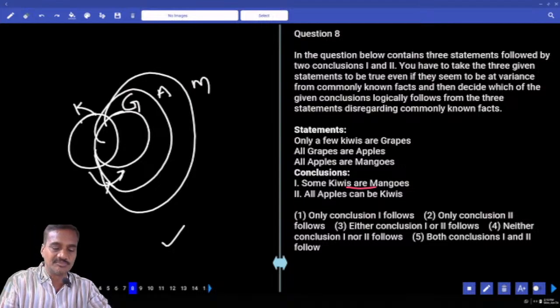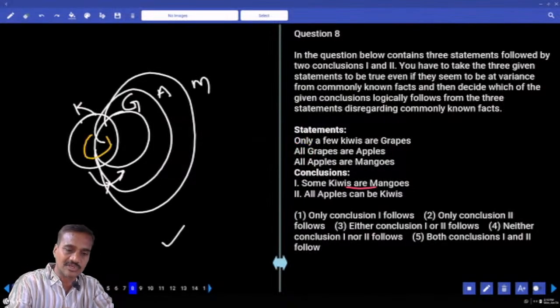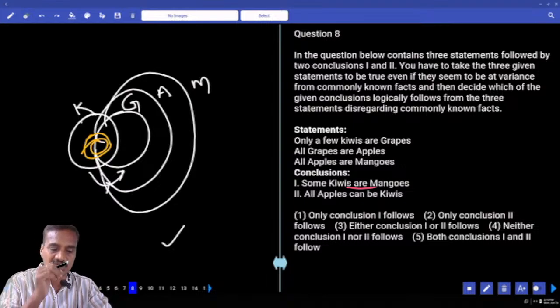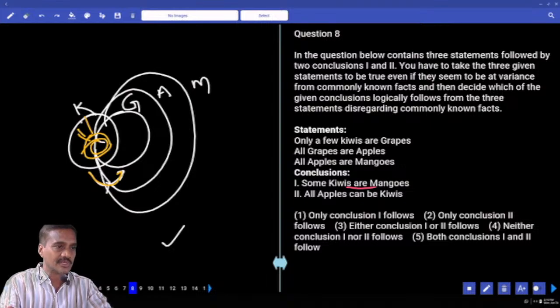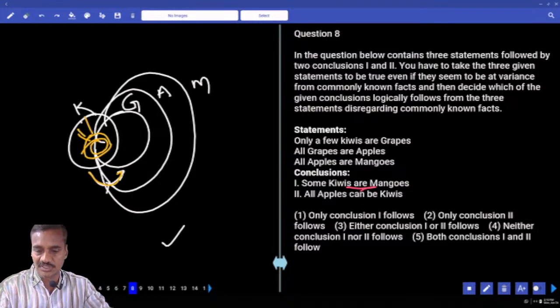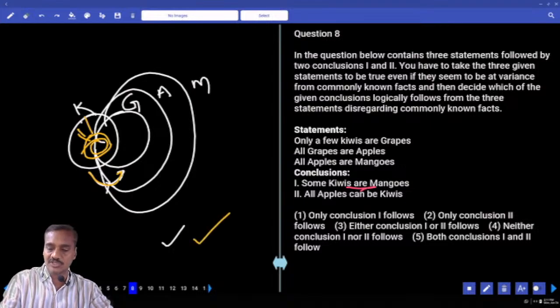All apples can be kiwis. Is there a chance or not? Apples are kiwis means we can write apple here. At the same time this grape will also be there. Then also this entire kiwi is not a part of grape. Some kiwis are grapes, some kiwis are not grapes is also valid. Hence what is your answer? And some kiwis are mangoes is true. All apples can be kiwis is also true. Both 1 and 2, choice 5, question number 8.